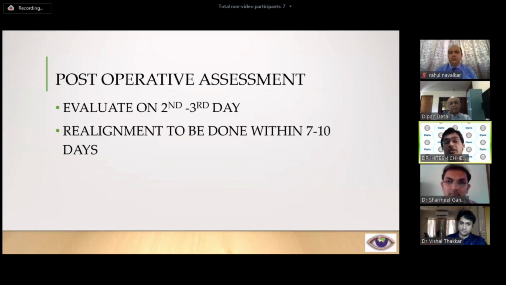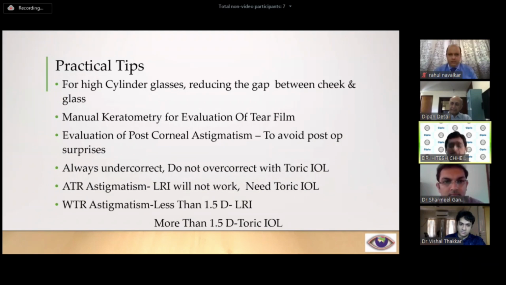Whatever needs to be done has to be done within the first 7 to 10 days, maximum 2 weeks, because later on it will be very difficult for you to realign the IOL. I'll just sum up. Manual keratometry has a role in the tear film evaluation. Astigmatism has to be evaluated in almost all cases. If the axis is against the rule and the values do not work, you need LRIs, which can be done up to 1.5 diopters. Beyond that, you can go ahead with the Toric IOL. Thank you.